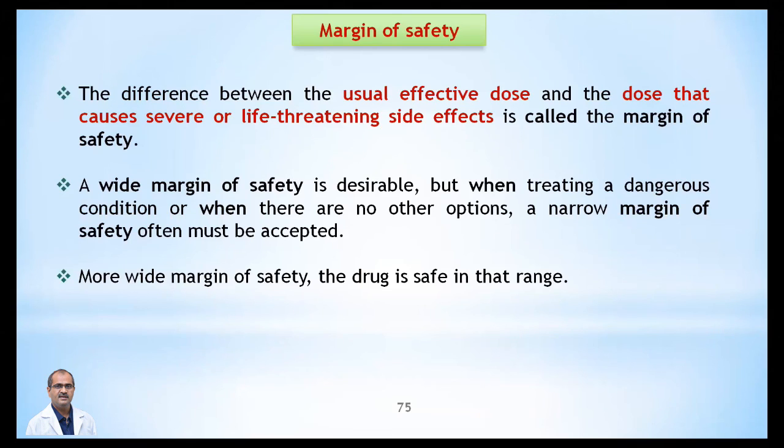For example, a drug which has a wide margin of safety is penicillin, and a drug which has a very narrow margin of safety is cyclophosphamide, an anti-cancer drug. Even in lower doses it is going to cause some side effects. That's why a wide margin of safety is desirable, but when treating conditions like cancer and others, we have to go for the drug even though it has a low margin of safety. With a wider margin of safety, the drug is safe at that particular dose. So the ideal drug should have a wide margin of safety.